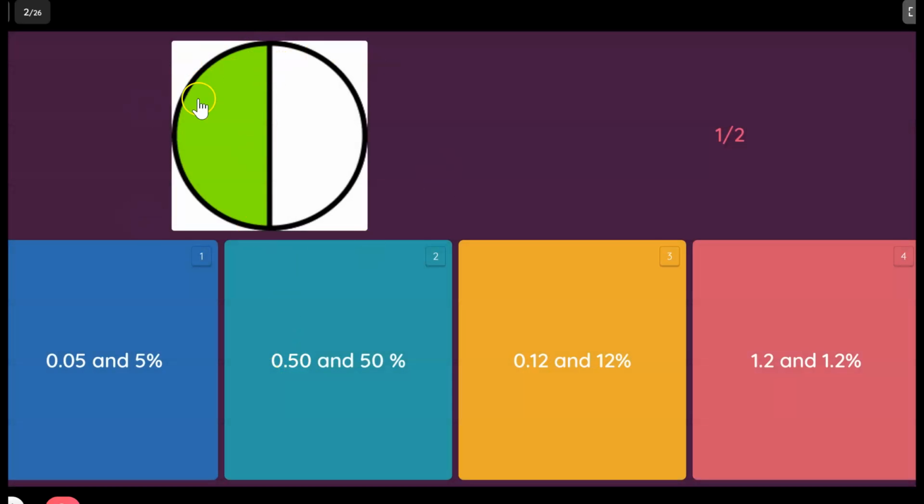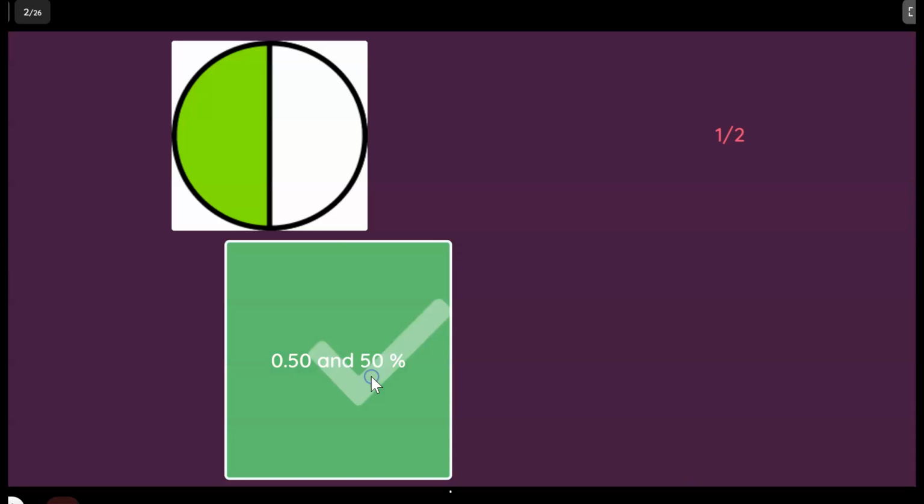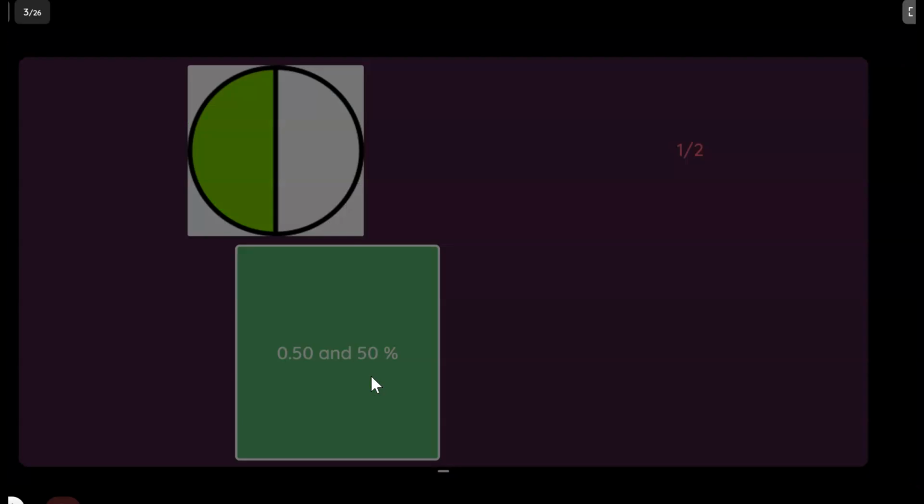So here we see that half of a circle is shaded, and it's asking you for 1/2. You ask yourself, all right, which one of these decimals and percents is equal to 1/2? You'll notice that there's this timer bar at the top. Don't worry, if that timer bar gets all the way to the end there, it does not mean that you can't answer the question. I'm going to go ahead and pick hopefully the correct answer here as 0.50 and 50%. You'll notice I'll get the check mark again.